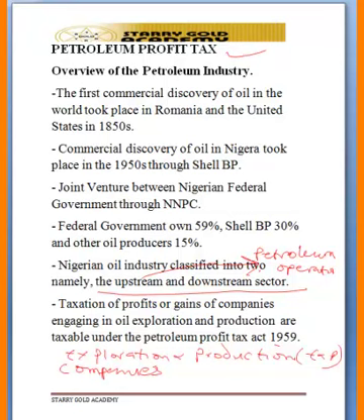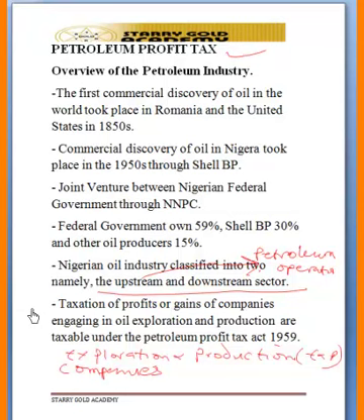The activity includes one, mineral right acquisition. This is the point where the oil company acquires the right to explore for, and carry out exploration and production of, the mineral in the ground. Now, this mineral right acquisition is in the form of licenses. These companies are issued licenses.